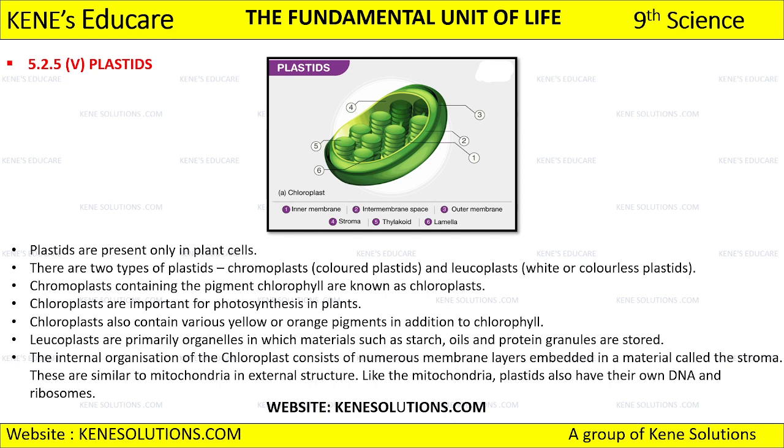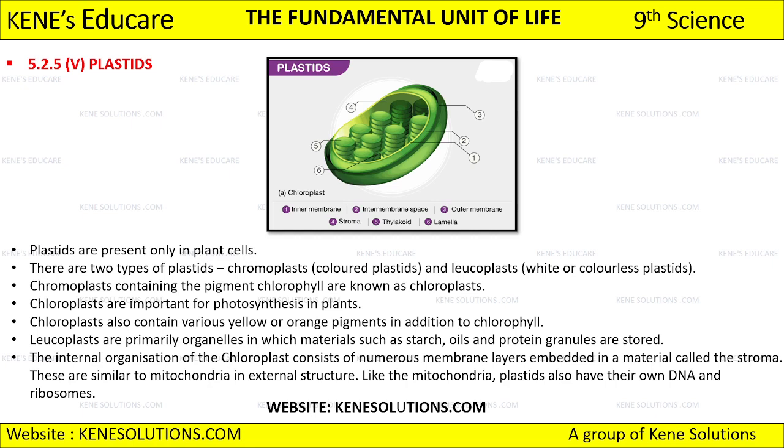Chromoplasts have chloroplasts present in them, and then we have the second type of plastid, which is known as leucoplast. Leucoplasts are primarily organelles in which materials such as starch, oils and protein granules are stored. What does leucoplast have? Leucoplasts are primarily organelles which have starch, oils and protein granules stored in them, and they play a very important role in storage.